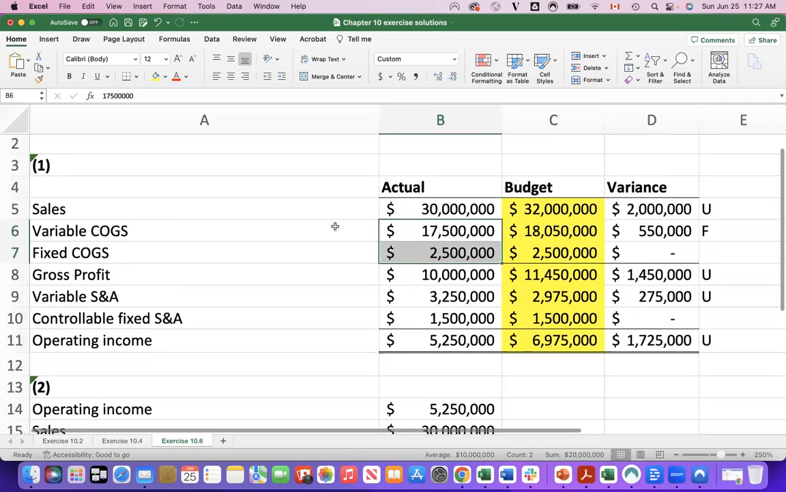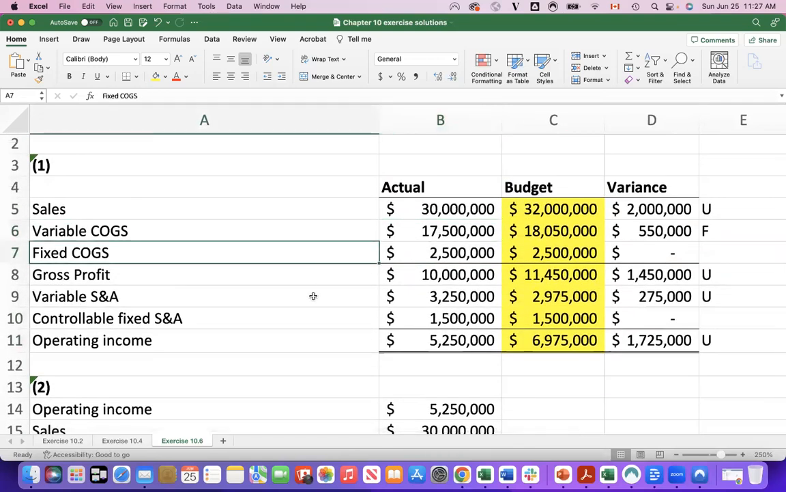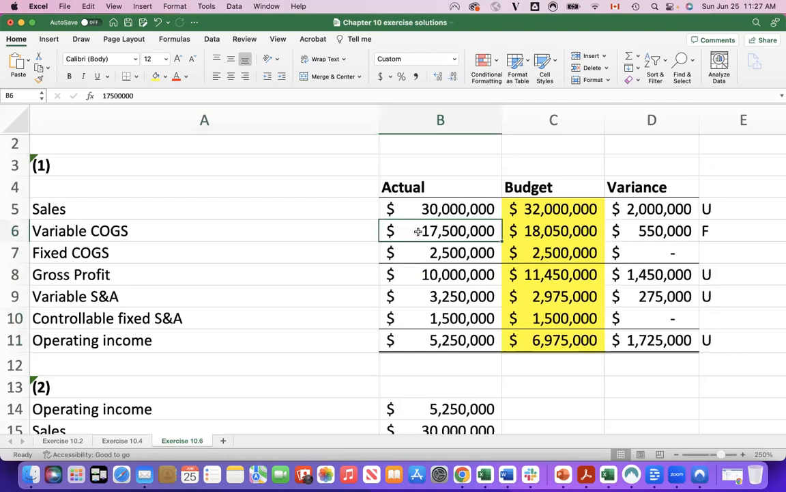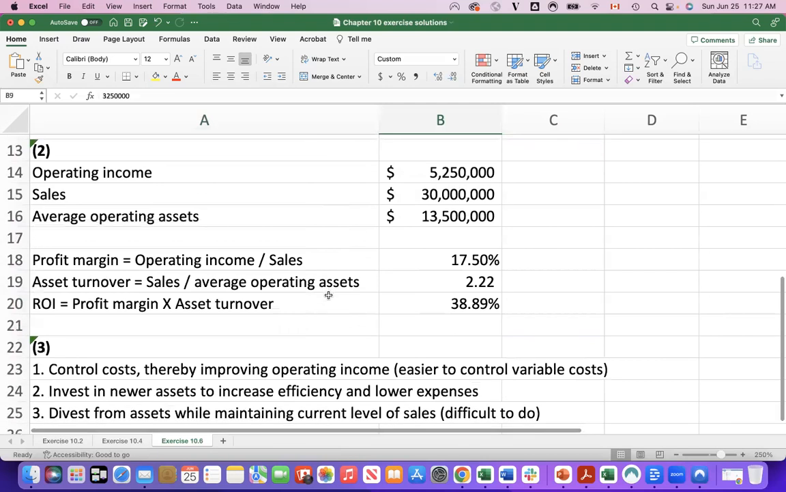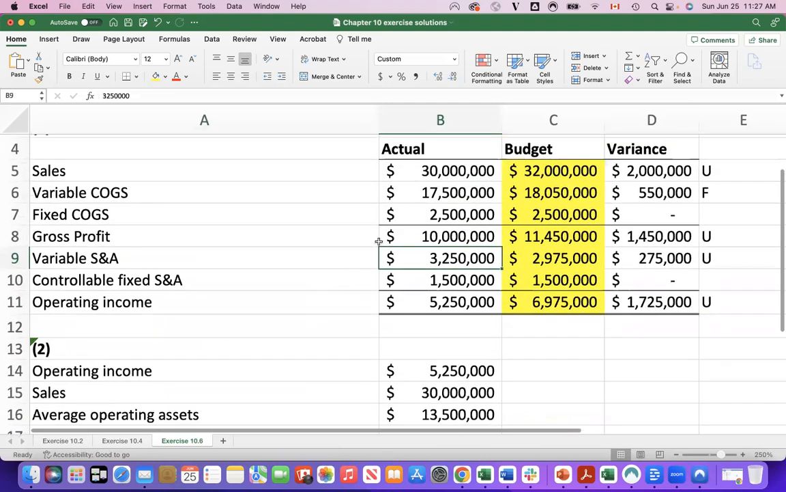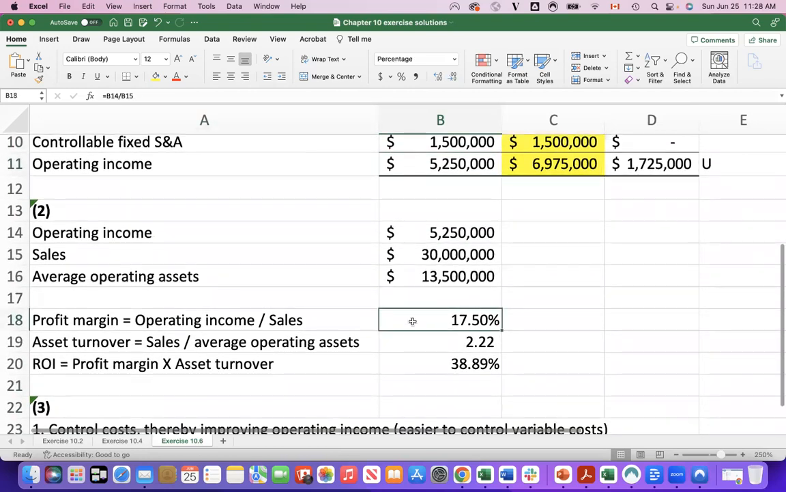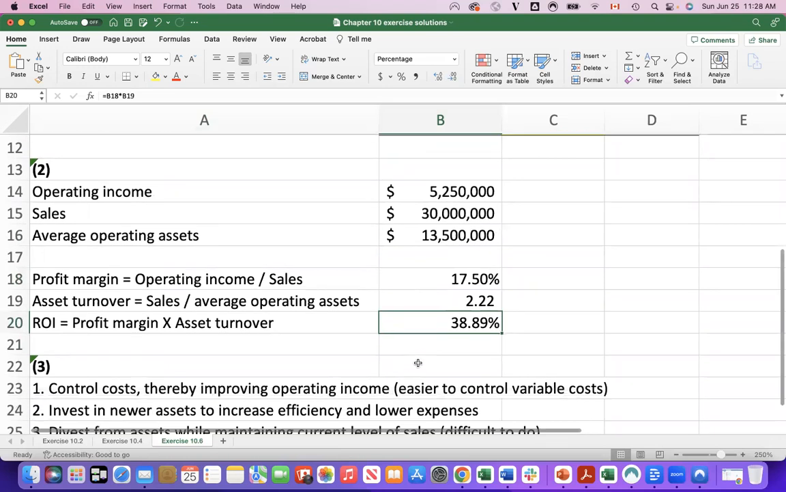And of the costs that we have here, variable and fixed cost of goods sold, variable and controllable fixed selling and admin, just by the very cost behavior nature, we have more control over the variable costs. So that would be the first thing I would investigate and focus on if I'm trying to improve my operating income. I would look into how we can lower this variable cost of goods sold amount, and how we can lower our variable selling and admin. If we do that and everything else stays static, sales remain the same, operating income is going to go up. Therefore, profit margin is going to go up, and therefore, ROI is going to go up.